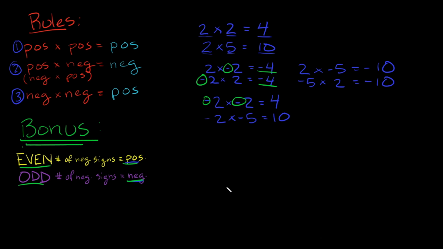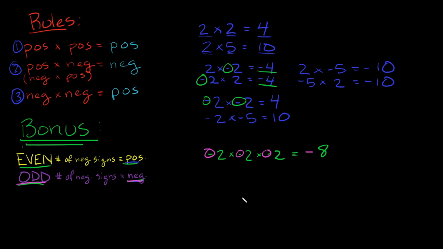So let's do a few other examples. What if we had negative 2 times negative 2 times negative 2? What would that be? Well, let's see. 2 times 2 times 2, what is that? 2 times 2 is 4, so 4 times 2 is 8. But is this positive or negative? How many negative signs do we have? 1, 2, 3. Is 3 odd or even? 3 is an odd number, so our answer will be negative. Negative 8.